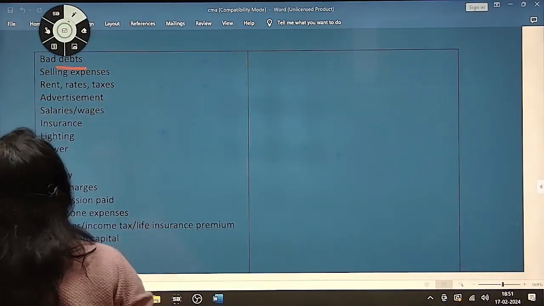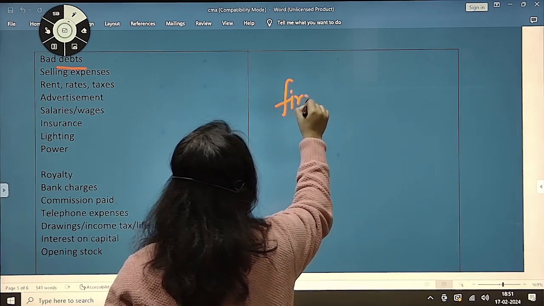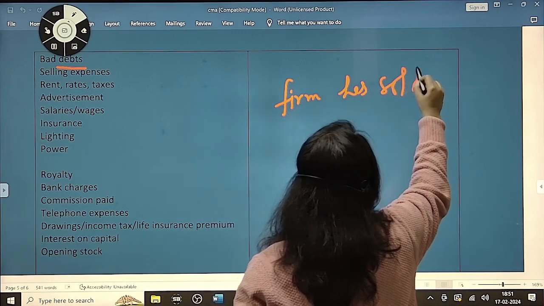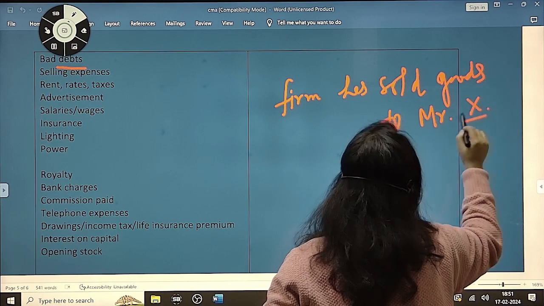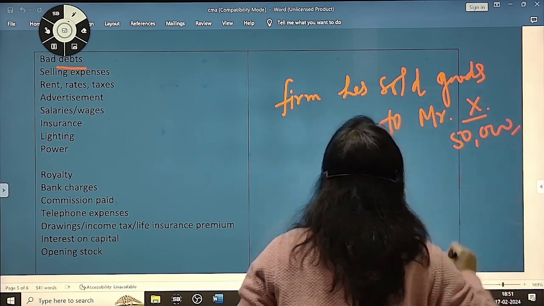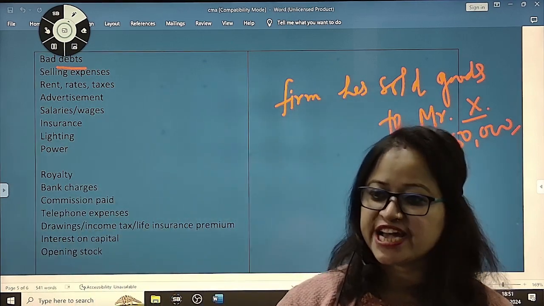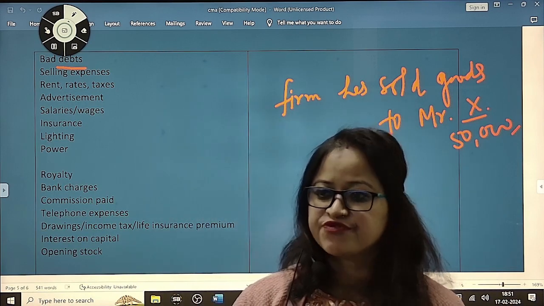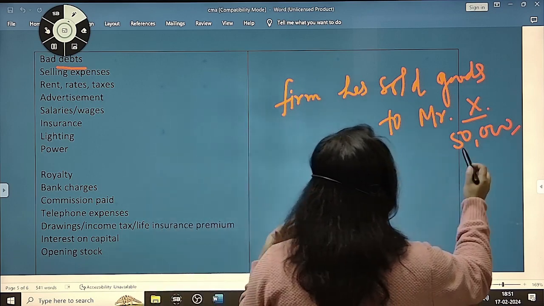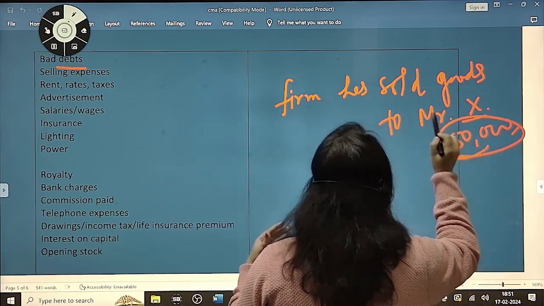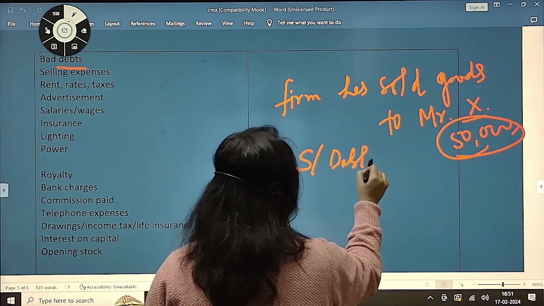So what is bad debt all about? Suppose the firm, Ajay, has sold goods to Mr. X for rupees 50,000. So goods are sold to Mr. X for 50,000. Here for Ajay, Mr. X is the debtor, sundry debtor.